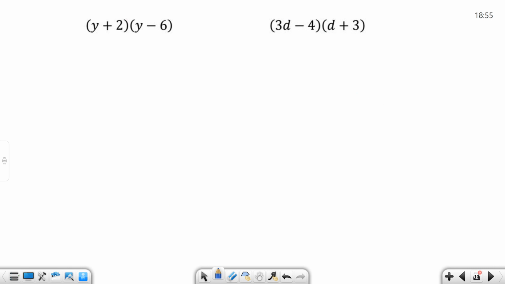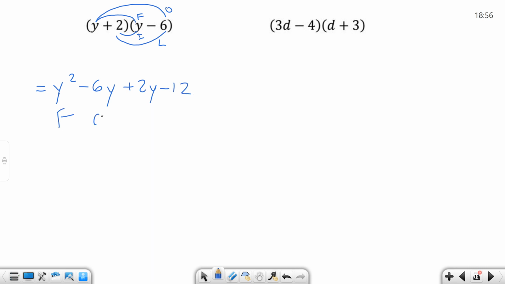So let's look at some more FOIL here. Again, 2 terms times 2 terms. First, outer, inner, last. Okay? So the first is going to be y squared. And then we get minus 6y. And then we get plus 2y. And this time I'll go straight horizontal across here. Plus 2 times negative 6 is minus 12. So this is my FOIL. Okay? I'll put them all on the same level there.